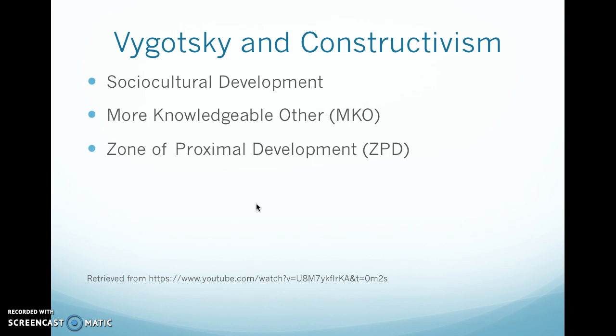Then we have the zone of proximal development. And that's where the students' learning is taking place, depending on their level of knowledge and understanding. When they are struggling and need a lot of help, when they can't access the curriculum on their own, that is much farther away from them than something that would be easier to them.